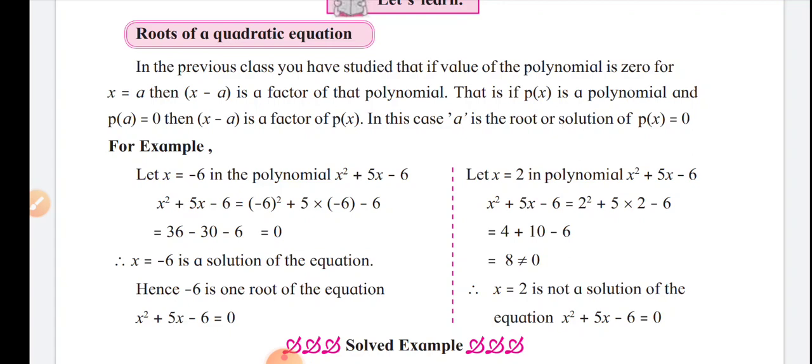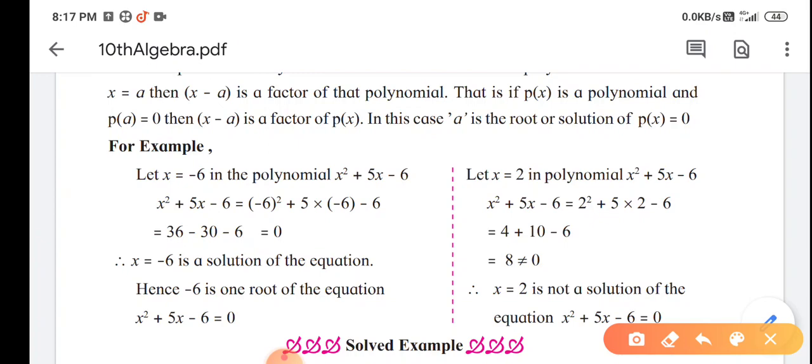That means you have to simply understand: if we put any value at the place of the variable, and at that time both the sides are equal, or both the sides are 0, then we can say that the value of that variable is a root of the given equation or a solution of the given equation. Try to understand by using an example and concentrate here. Now the expression is given here, x square plus 5x minus 6.